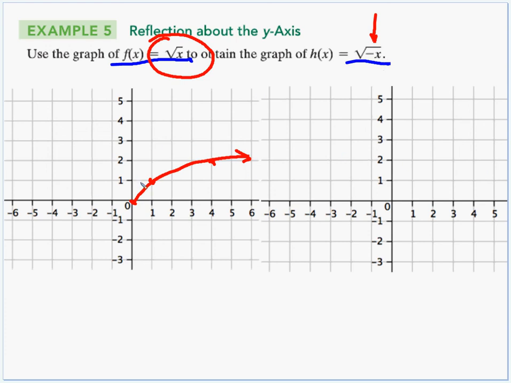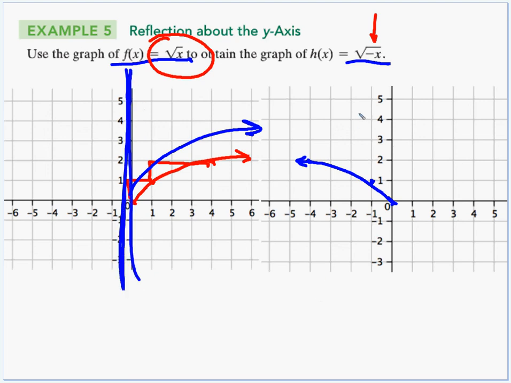So again, if we're going to use the red graph to make our next graph, from the origin we're going up 1 over 1, up 2 over 4. Now we're just going to change that, and it's going to be reflected across the y-axis over here into the second quadrant. So we're going to still have (0, 0), but now we're going to have (negative 1, 1), and over to (negative 4, 2). That's a little better. So now instead of the graph opening up and to the right, it's opening up and to the left from the origin. It's been reflected over that y-axis.